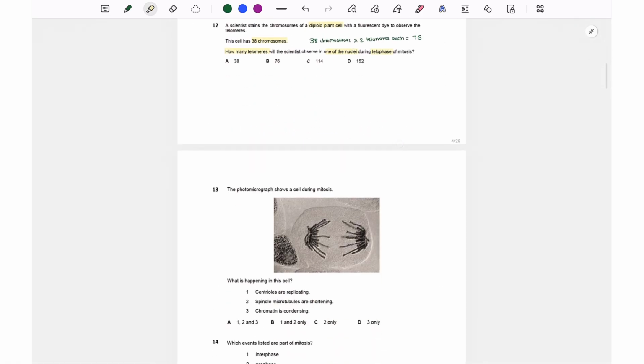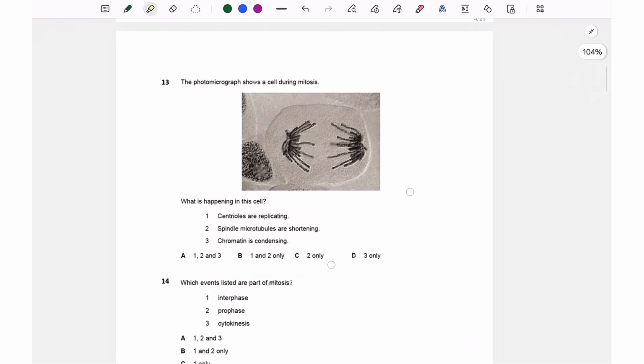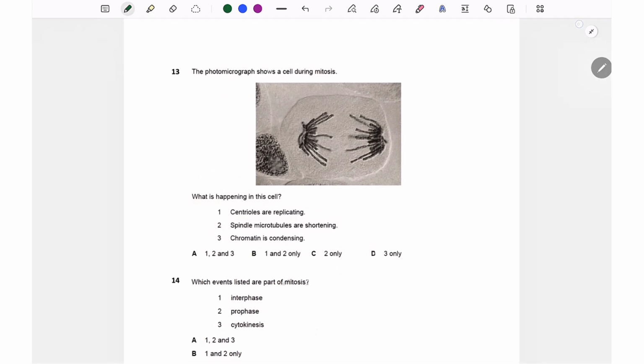Moving on, they've given us a photomicrograph. We can clearly tell that this is anaphase. You should be able to identify it because the sister chromatids are separated. You can see they're separated at the opposite poles, so they're being pulled towards opposite poles. This is going to be anaphase.